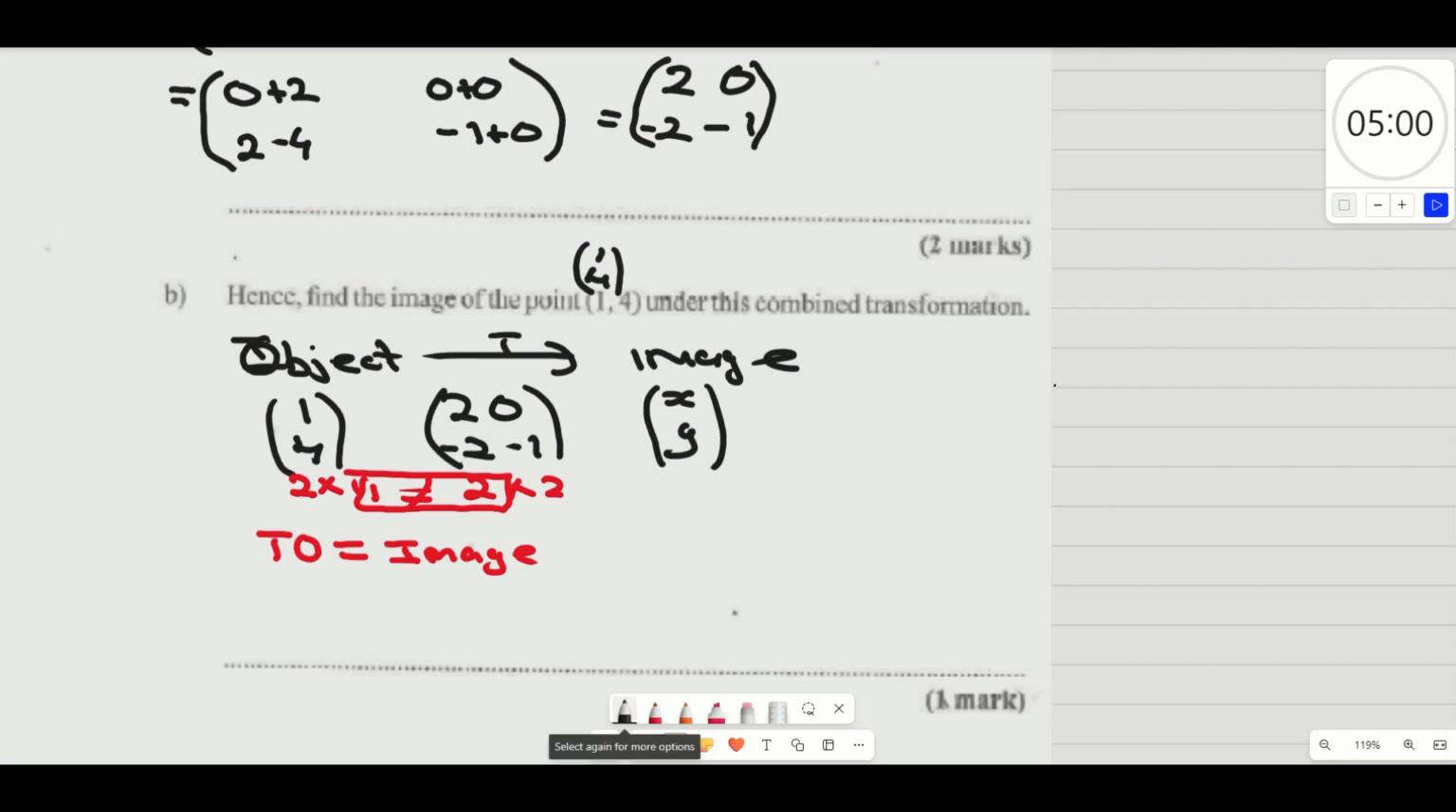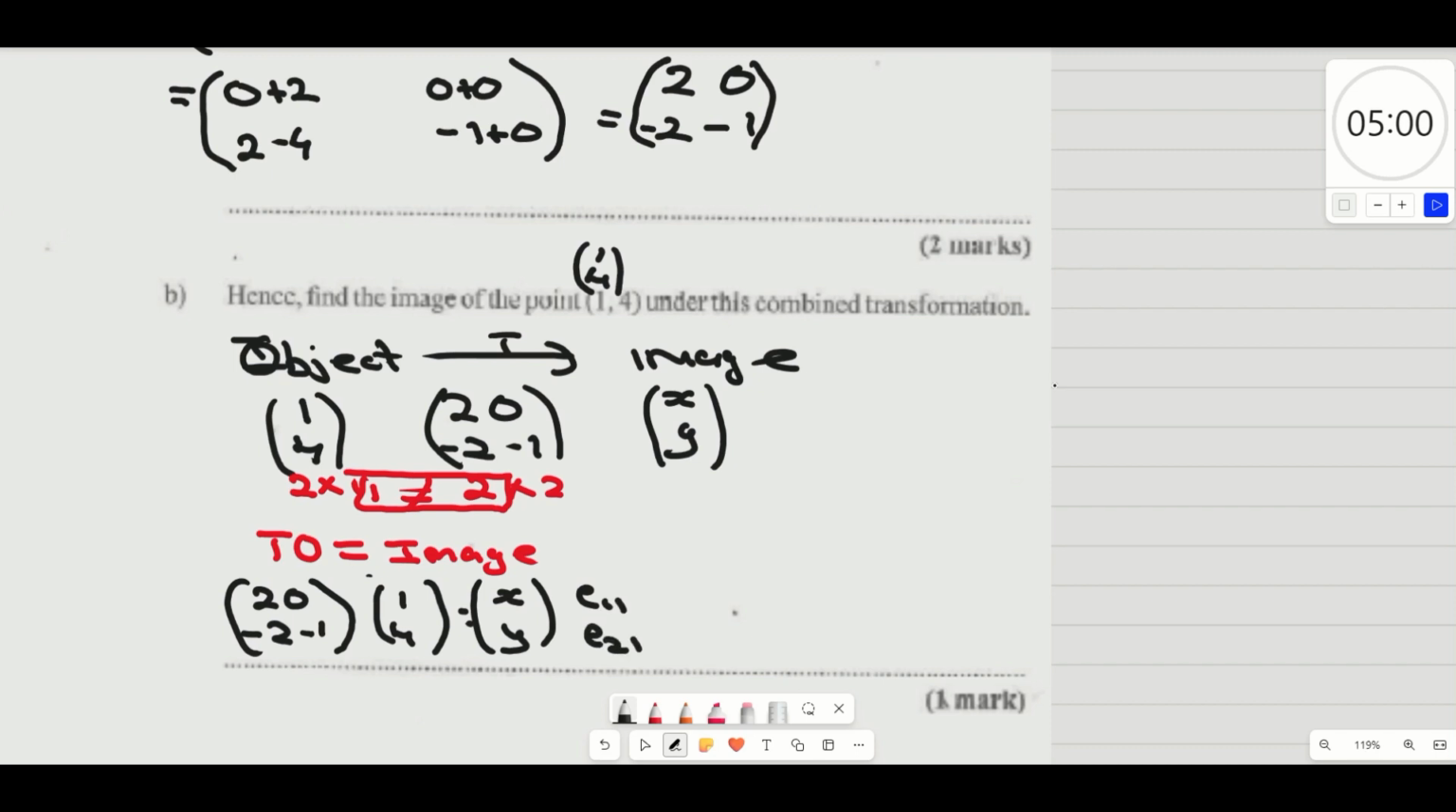So T is 2, 0, minus 2, minus 1, multiplied by your object, 1, 4, to give you whatever your image is, right? So it is equal to x, y. Now we are going to multiply. This is E11 and this is E21. It's 2 rows by 1 column.